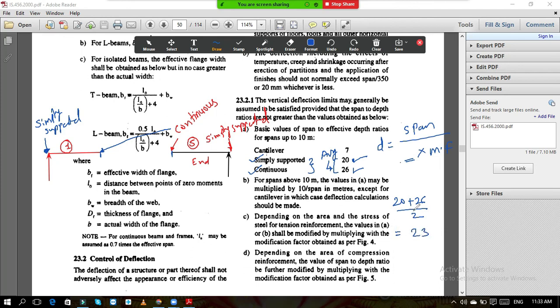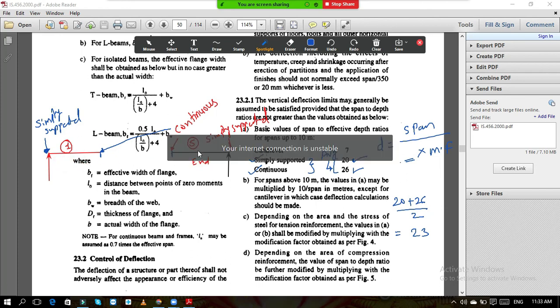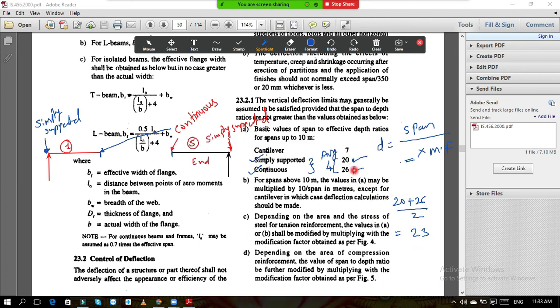And why have we taken this average? Because one end is simply supported, another end is continuous. Same is the thing with this also. One end is simply supported, another is continuous, and in the numerical they have told us to design the end panel. So these are the end panels, and this is the condition at the end panel at the support. That is why we have taken the average of these two, because for simply supported it is 20, for continuous it is 26. If you take the average, it works out to be 23.